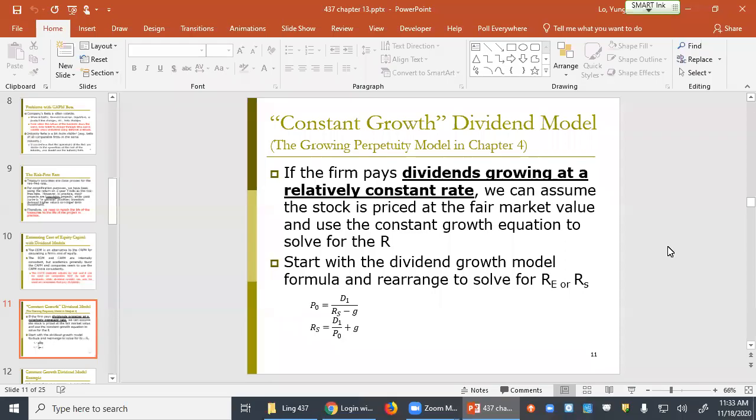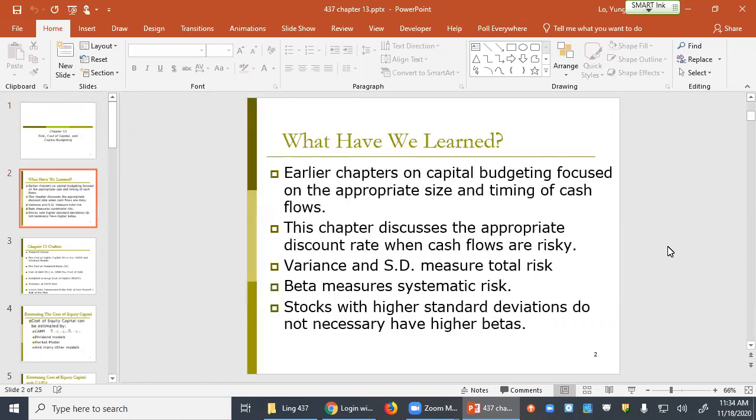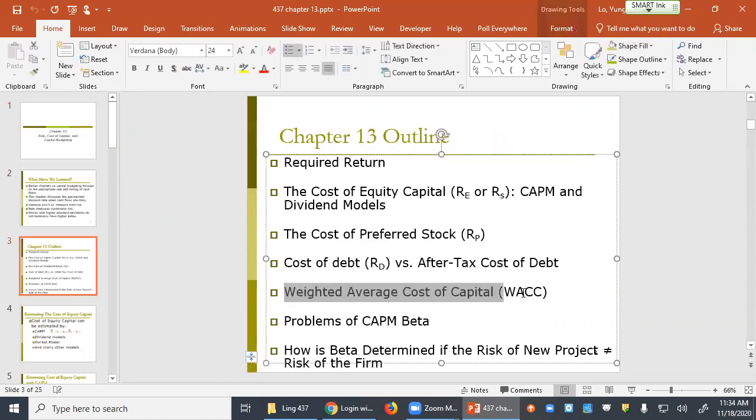Okay, so just to briefly recap, in this chapter, we're trying to estimate the required rate of return in order to make a capital budgeting decision. So we started with, for example, in order to calculate the weighted average cost of capital, we need to know how to estimate cost of equity, cost of preferred stock, and after-tax cost of debt.